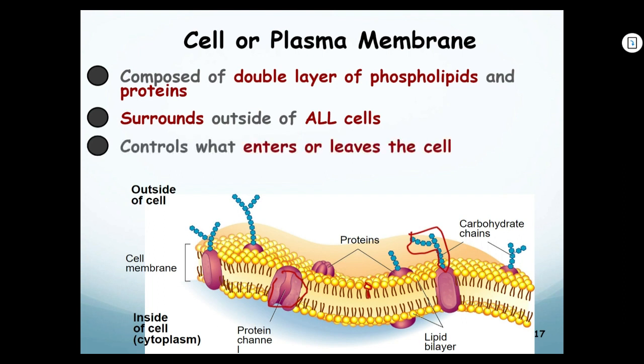And like our skin, it controls what enters or leaves a cell, right? We don't want things getting inside of our bodies that shouldn't be there. And that's what our cell does too, right? Or what the plasma membrane does. Make sure that things do not get in there that should not be in our cells.